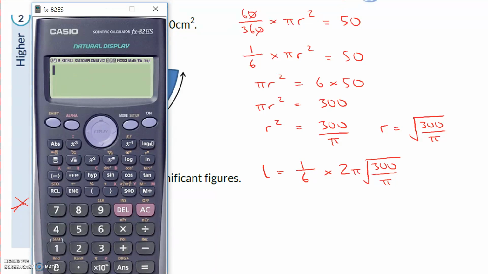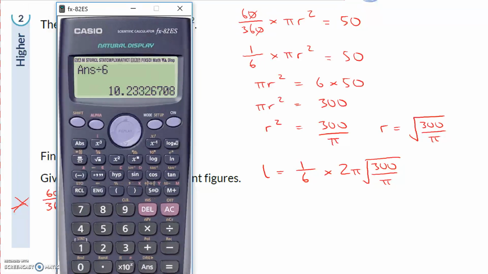So entirely up to you how you put this in. You might want to make it look exactly as it is there on your display. I'm going to go for square root of 300 divided by pi. Okay, so square root of 300 divided by pi. Let's evaluate that. And then let's multiply that by 2 pi. And then we've got a sixth of that, so it's the same as dividing that by 6.